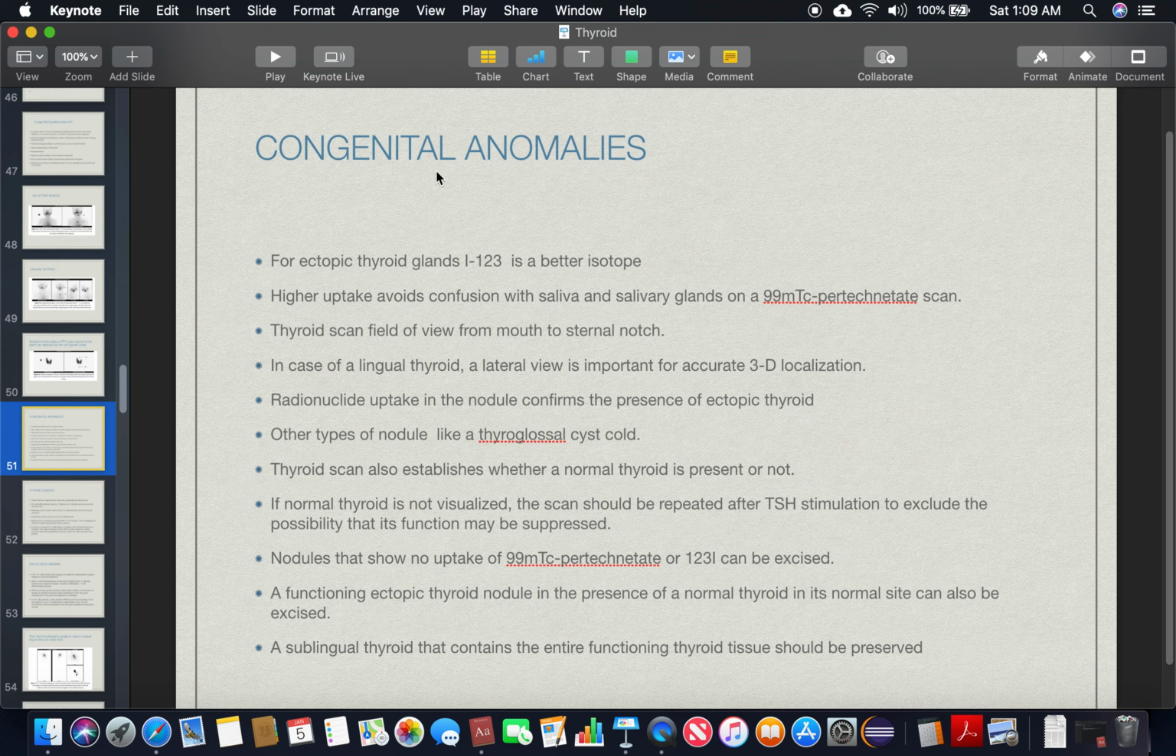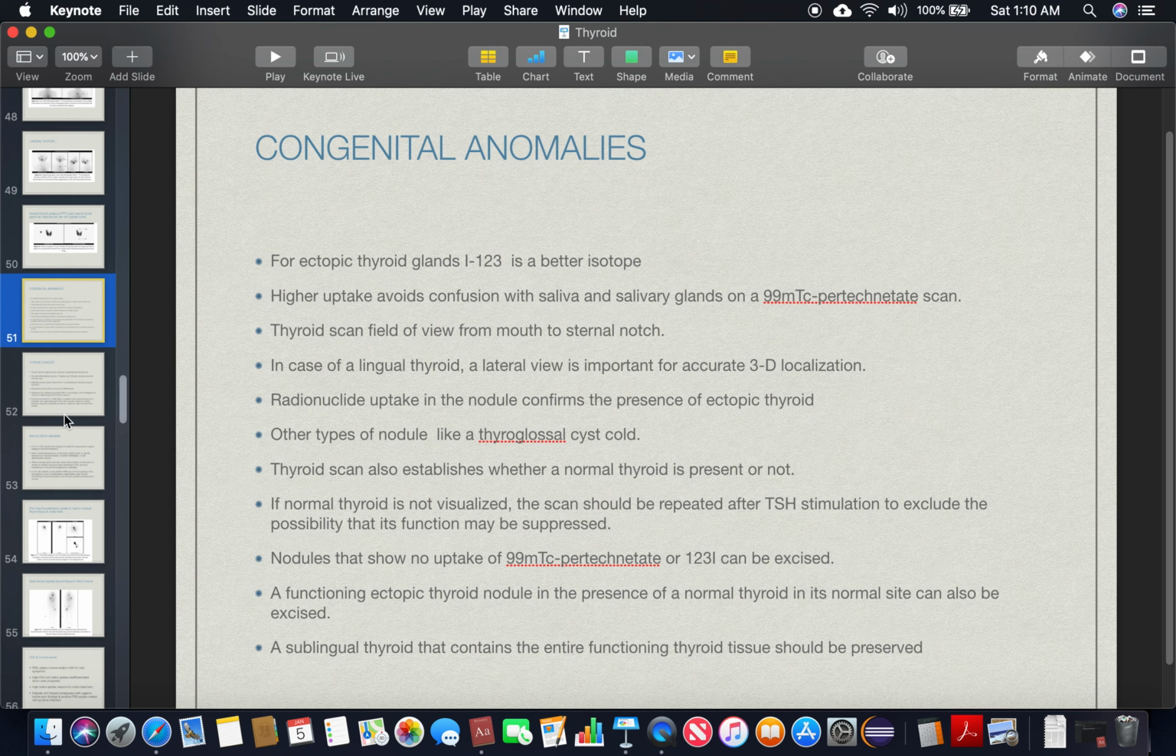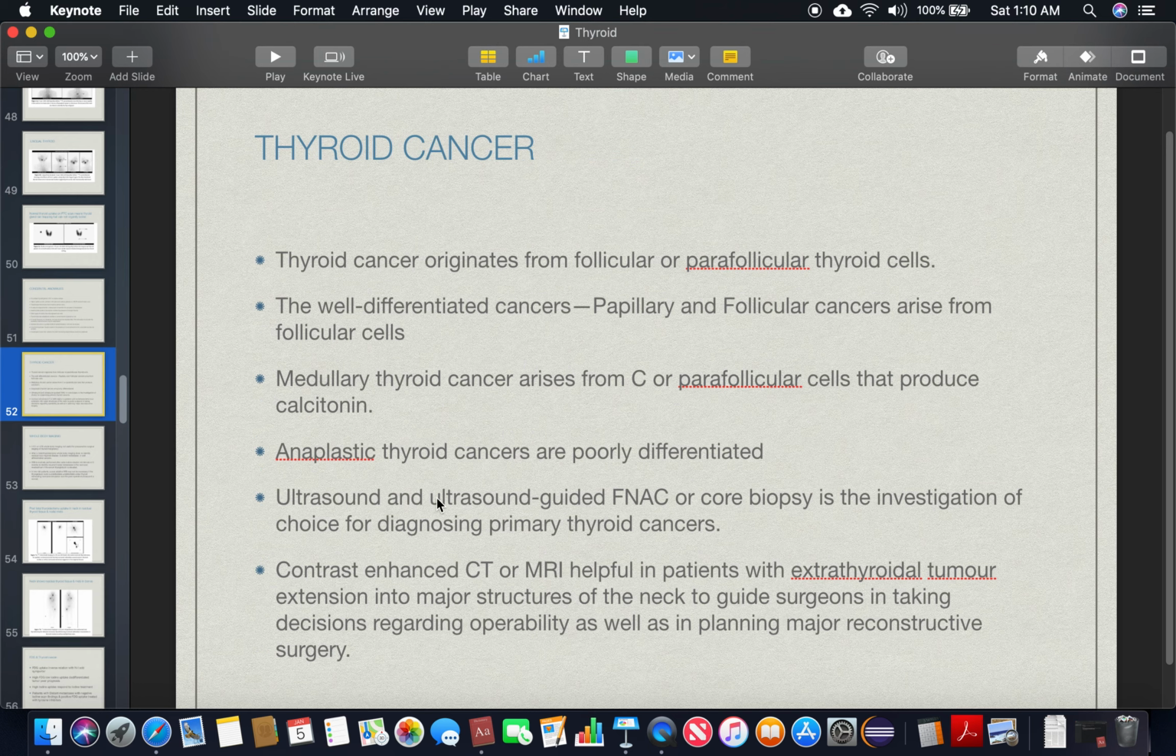So a little bit about the congenital anomalies, how you need to scan and what you need to do. I have already talked about it, so I'm not going to discuss this anymore. I'm going to talk briefly about thyroid cancers. So there are two varieties.